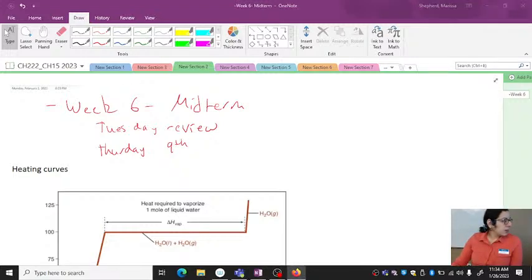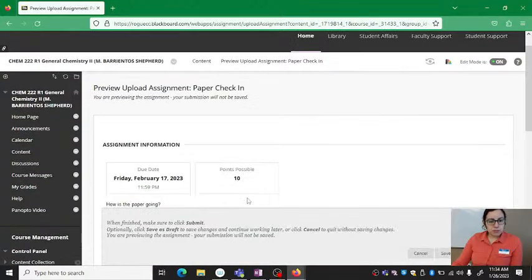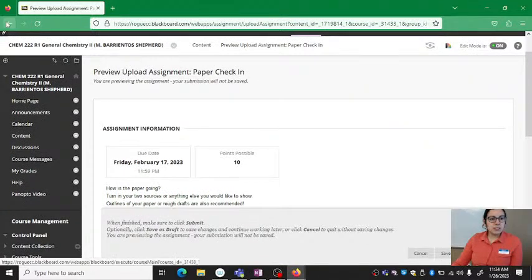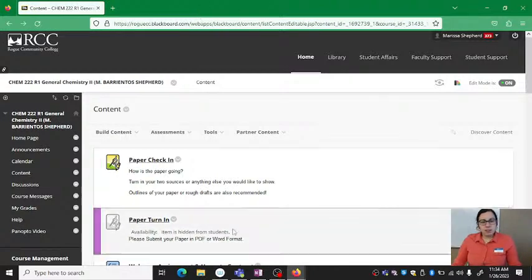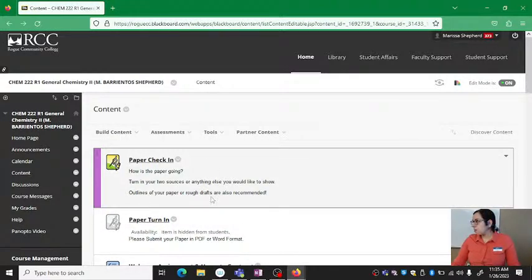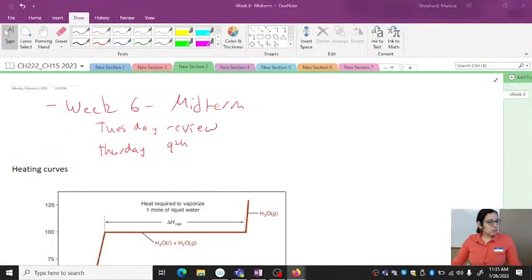And don't forget either about your paper check-in. I have it again on Blackboard. It's not officially due until the 17th, but again, have it in your brain. Don't forget about it. Just email me, or we can set up a time to meet if you have any questions about your paper. I'm super flexible this quarter, so in person or Zoom works for me. Just set up a time.